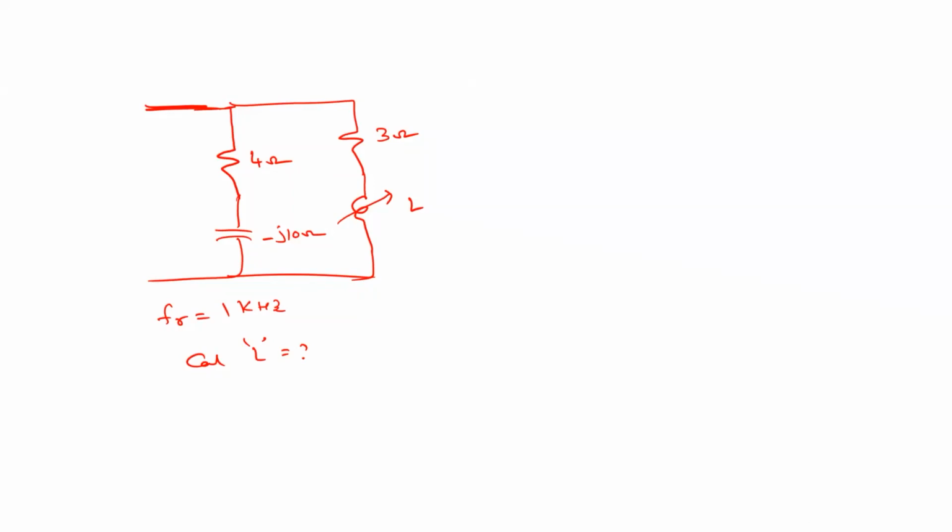So how to solve this kind of problem? Either you calculate the admittance of the total circuit and equate the imaginary part to 0. So equate the imaginary part to 0, and that gives you the answer.